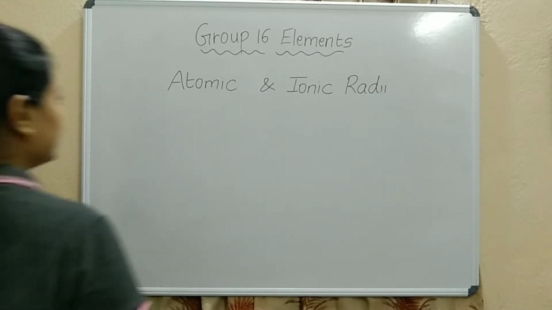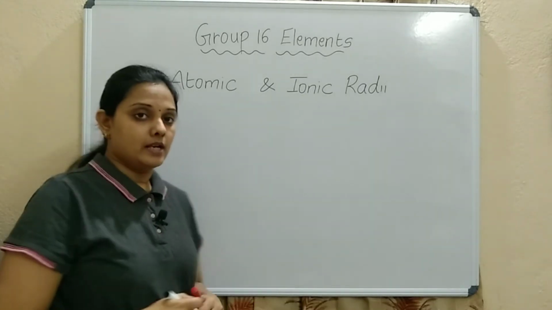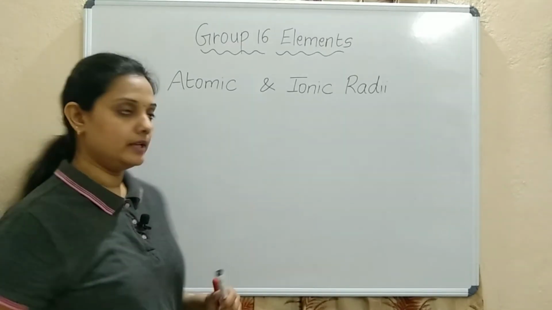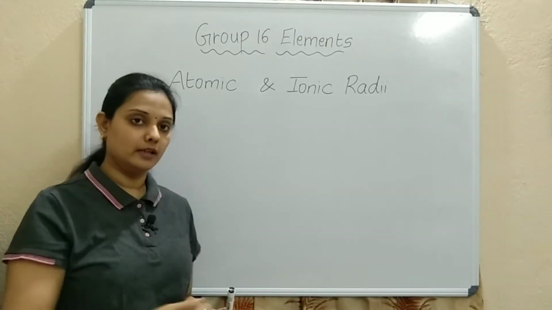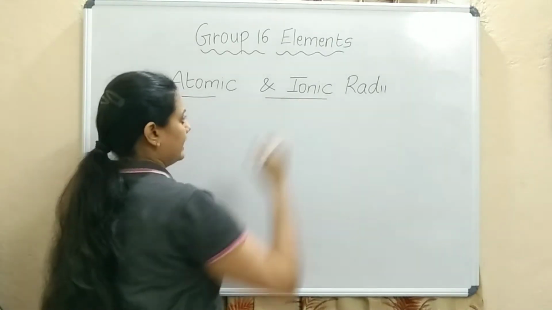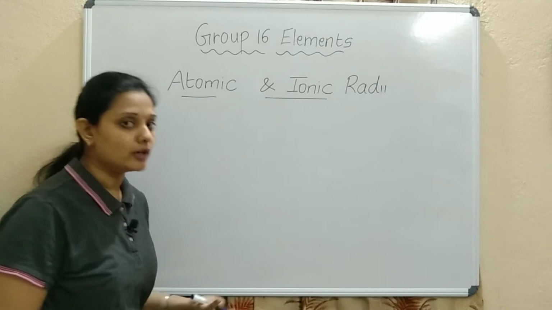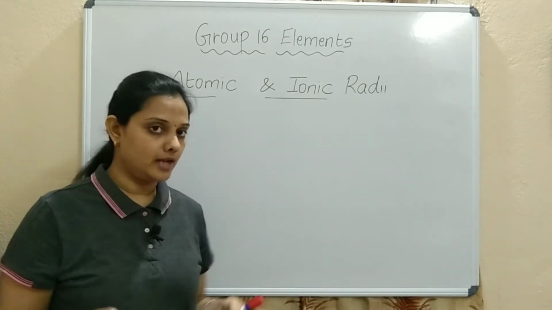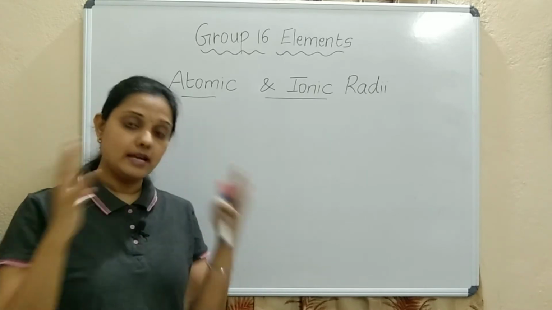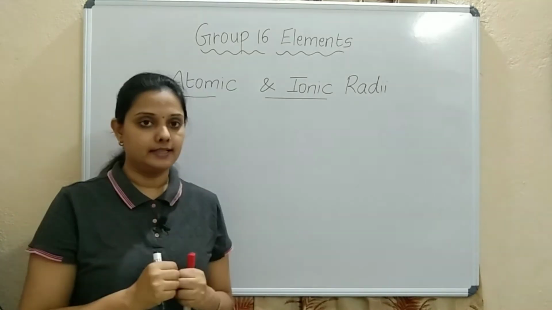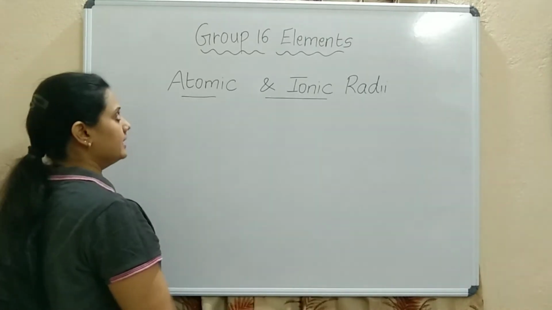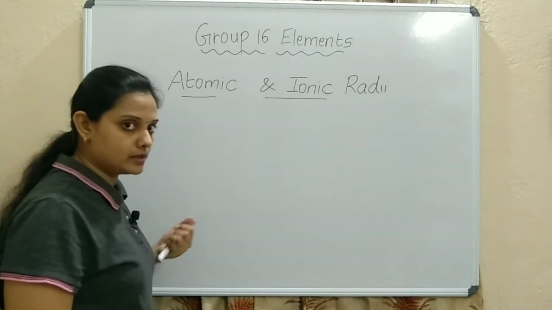So let's check for the atomic and ionic radii. We have started with the properties now. Down the group we will discuss, because we are studying the group elements. Atomic and ionic radii generally increase down the group. Generally, the atomic radii, or the size of the atom, the volume of the atom, increases down the group. Same here in group number 16 also.